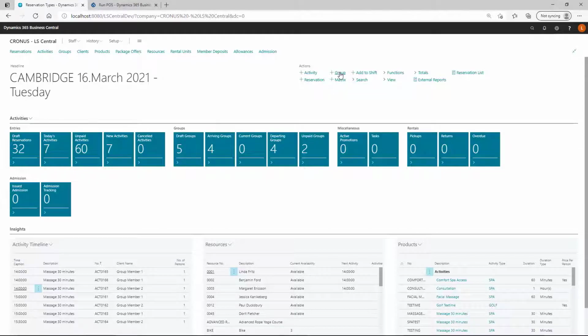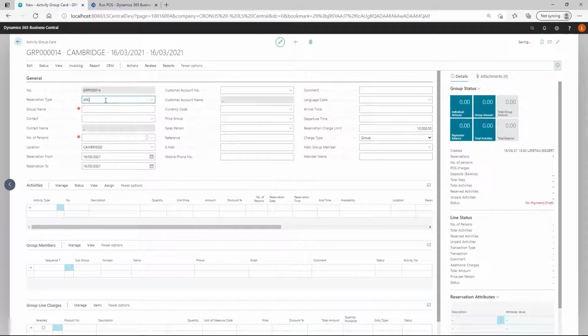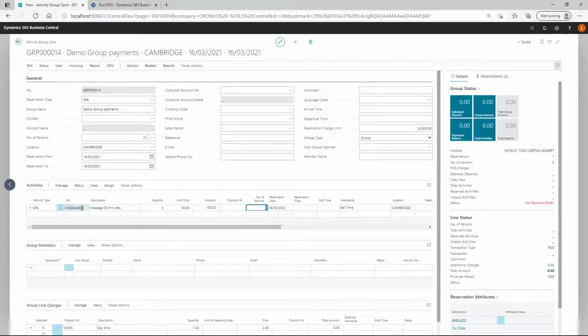So I'm just going to create a group reservation. I'm going to select it's a spa reservation and demo group payments. That's the group name. It's going to be 3 people and they are going for a 30 minute massage, 3 of them. And we'll go 1 o'clock today.